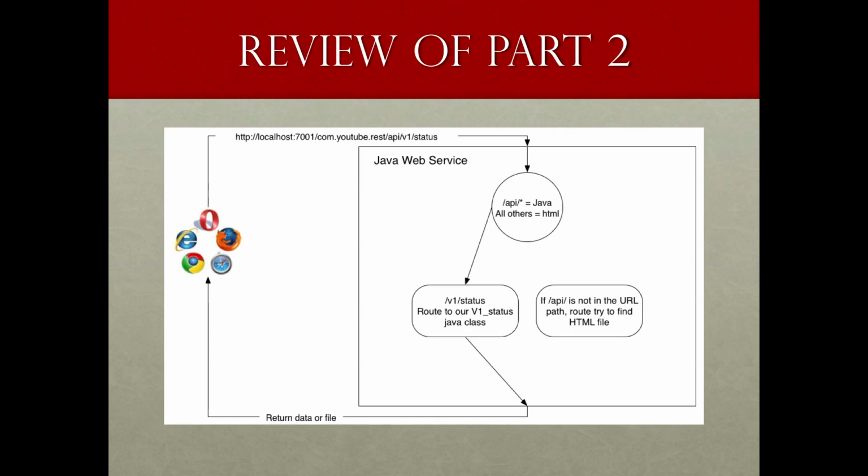At this point, the remaining URL string will be deciphered to see if there is a Java class that will handle this particular path. Since we do have a v1/status class, and the method also handles a GET request, this method will execute, and once it's done executing, it will return data back to the browser. This is a basic example of how your REST service or API should react when a request comes in.